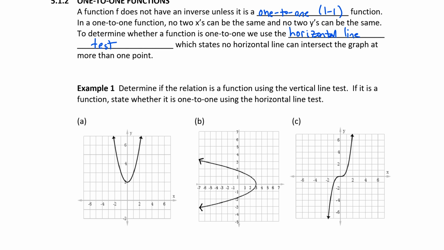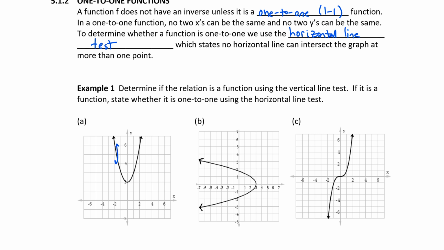Example 1. Determine if the relation is a function using the vertical line test. So we'll have the opportunity to review that. If it is a function, state whether it is one-to-one using the horizontal line test. So example A shows the graph of the parabola.